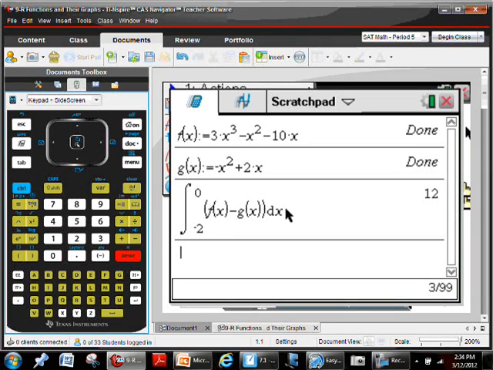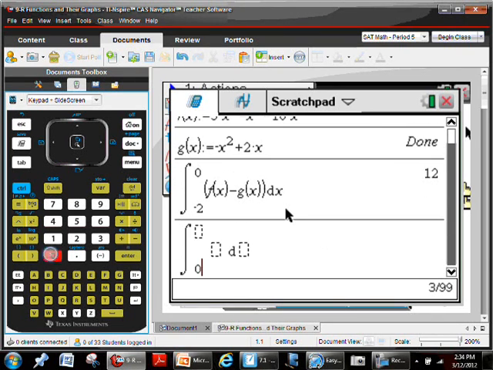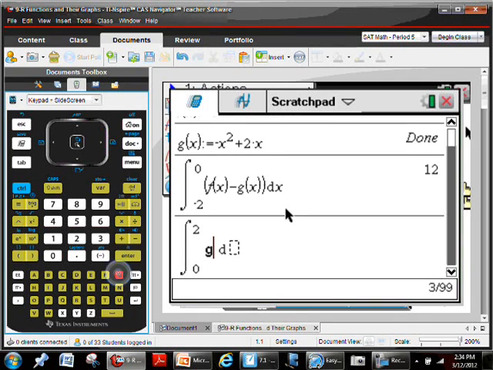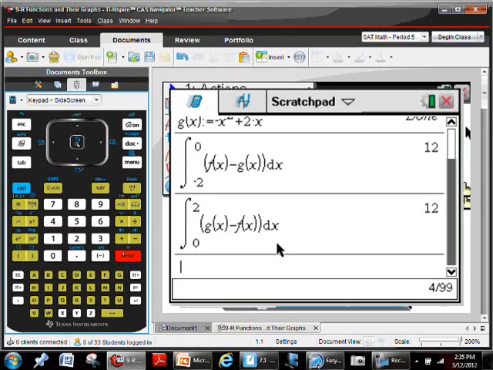All right, now don't forget we have another calculation to do, second integral. This time the boundaries go from 0 to positive 2, I believe. But now we'll start with which function first? The g of x minus the f of x with respect to x. And this answer, ironically, is 12.